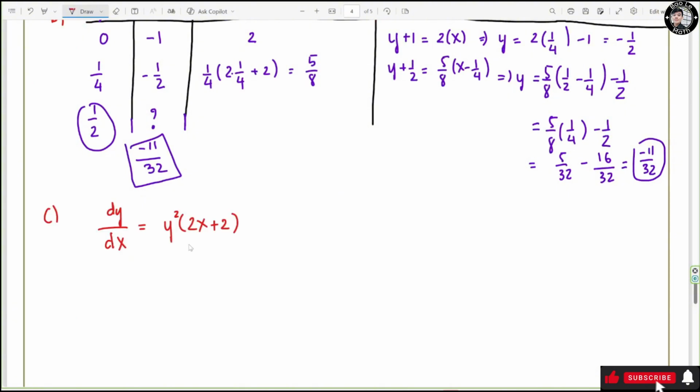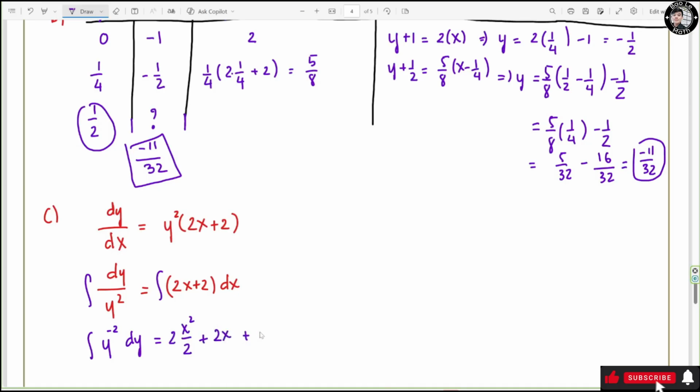So now we need to separate the variables, right? So I'm going to divide both sides by y squared and multiply both sides by ds, right? So it could be dy over y squared equals 2s plus 2 times ds, right? Now the left hand side, I can rewrite this one as antiderivative of y to the -2 dy, right? The right hand side is going to be 2 times s squared over 2 plus 2s plus c, right?